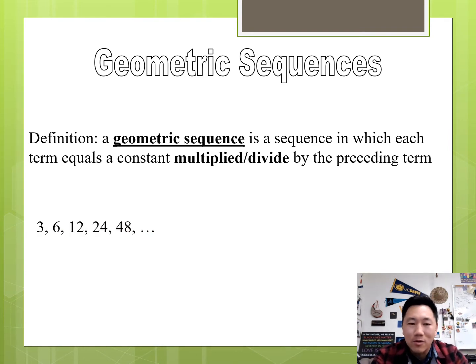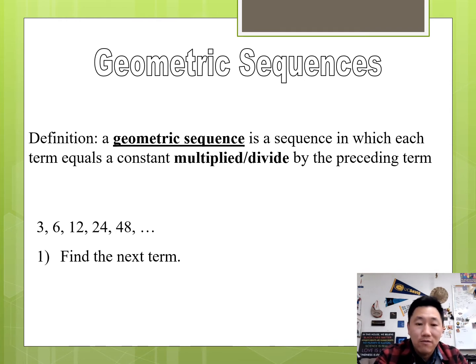This one's a pretty simple one. 3, 6, 12, 24, 48. It looks like we are multiplying by 2 every single time. So if I ask you to find the next term, that's pretty easy. Multiply by 2 to 48, you get 96.